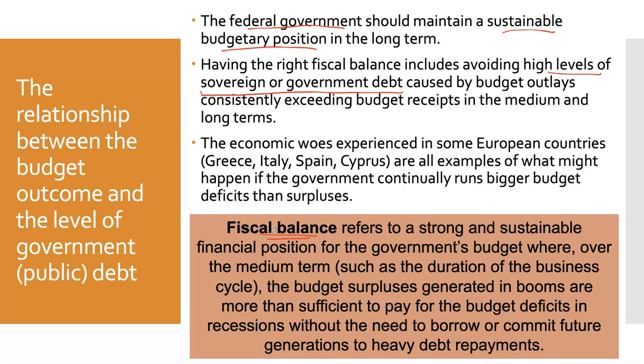This refers to a strong and sustainable position of the budget, where over the medium term, budget surpluses are created in booms, and these are sufficient to pay for the budget deficits during recessions, without the need to have significant borrowings. So during the good times, have surpluses, save that money for the bad times when we need to expand the economy and have budget deficits. And this means that our net debt should be balanced. And you can see that that hasn't really happened in Australia.